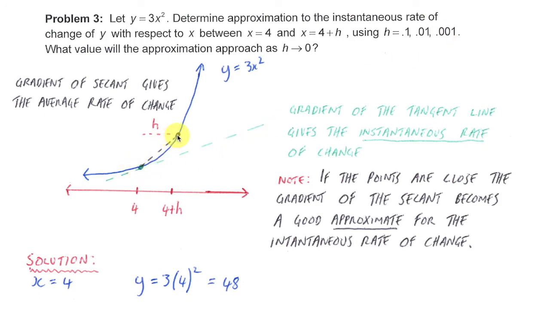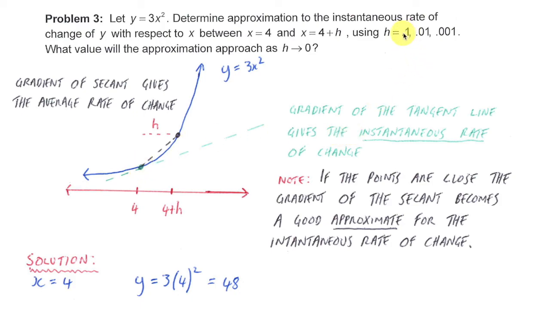Now, if these points are known, then to calculate the gradient of the secant that joins those two is quite easy. It's going to be the change in y over the change in x. First of all, let's consider where this point is. So when x is equal to 4, what's y going to equal? We now substitute x equaling 4 into the y function to get 48. So I know that this position is (4, 48).